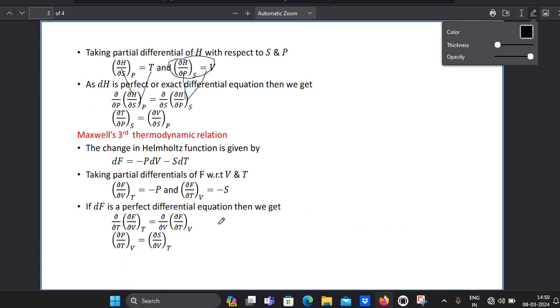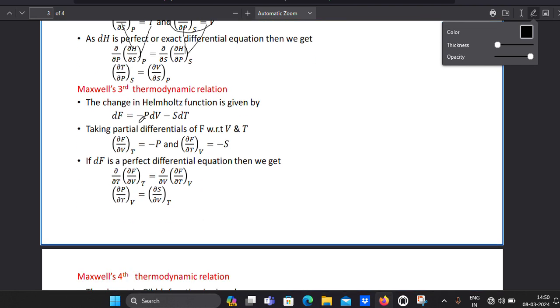And next, the third Maxwell thermodynamic relation. The change in Helmholtz function is given by, this is also in thermodynamic potential. Please watch thermodynamic potential. The change in Helmholtz function is given by dF equals minus PdV minus SdT. Now we have to differentiate with respect to V and T. While doing it with respect to V, keep T as constant. While doing the differentiation with respect to T, keep V as constant.